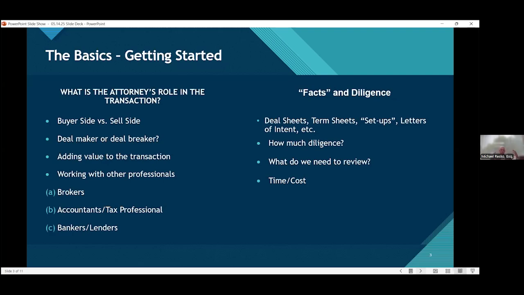So once we have an understanding of what's included and what is the nature of the assets, then we can come up with a diligence plan. How much diligence we're going to do, what do we need to review, how much is this going to cost, and how long is it going to take. Now, the other piece of this, one of the most important considerations, is cost.